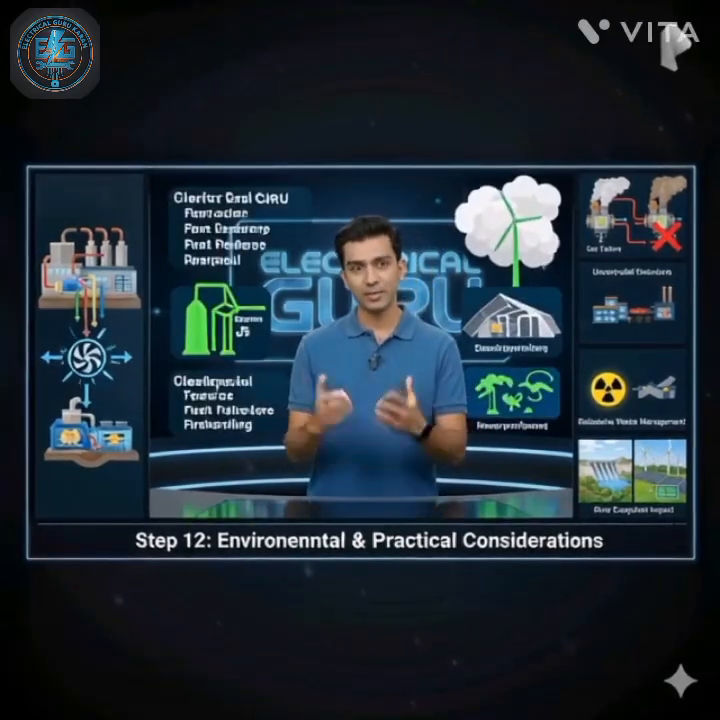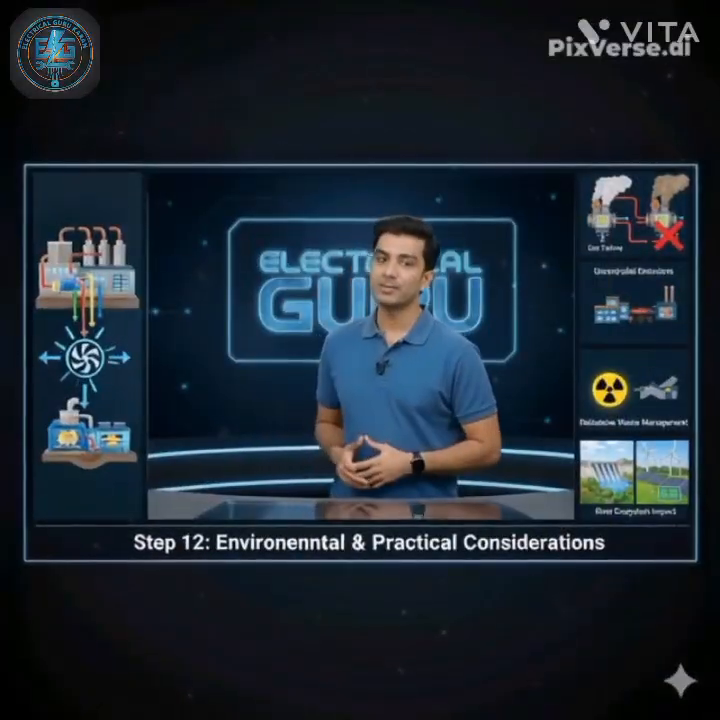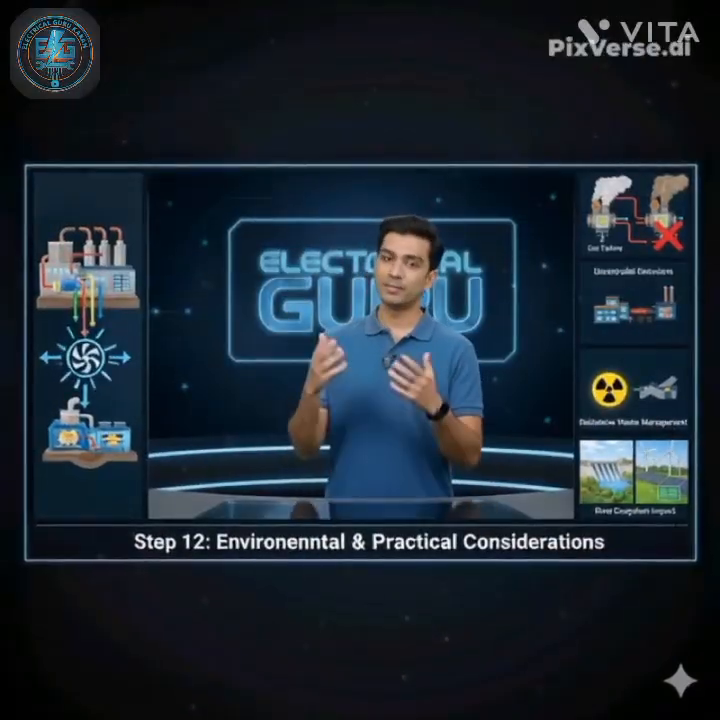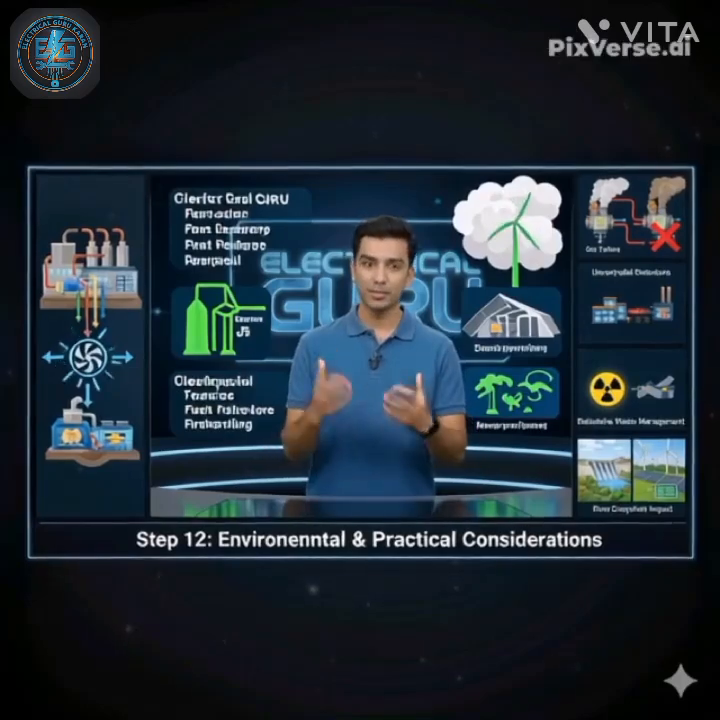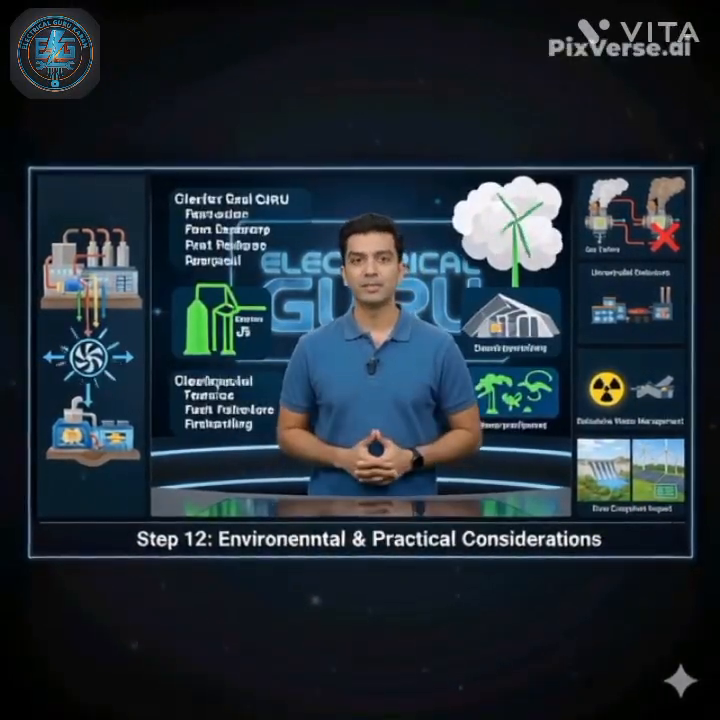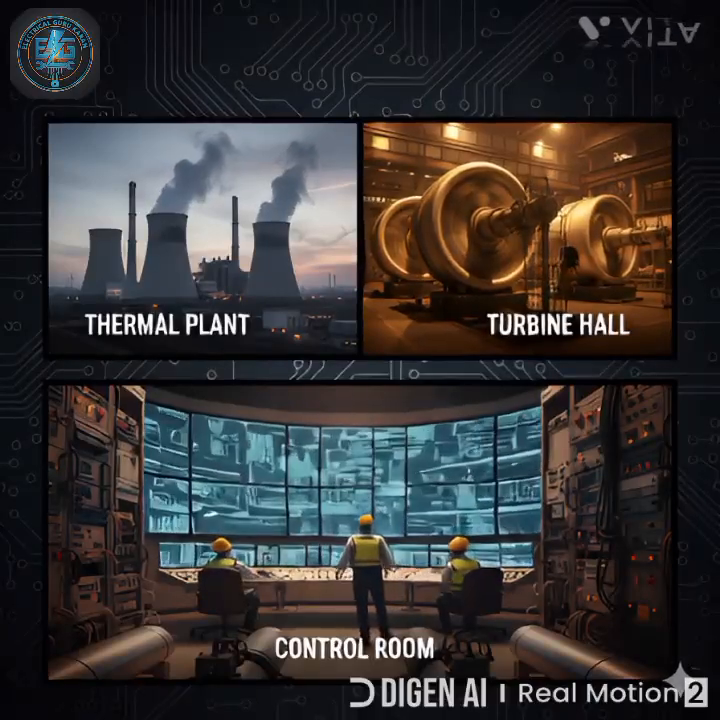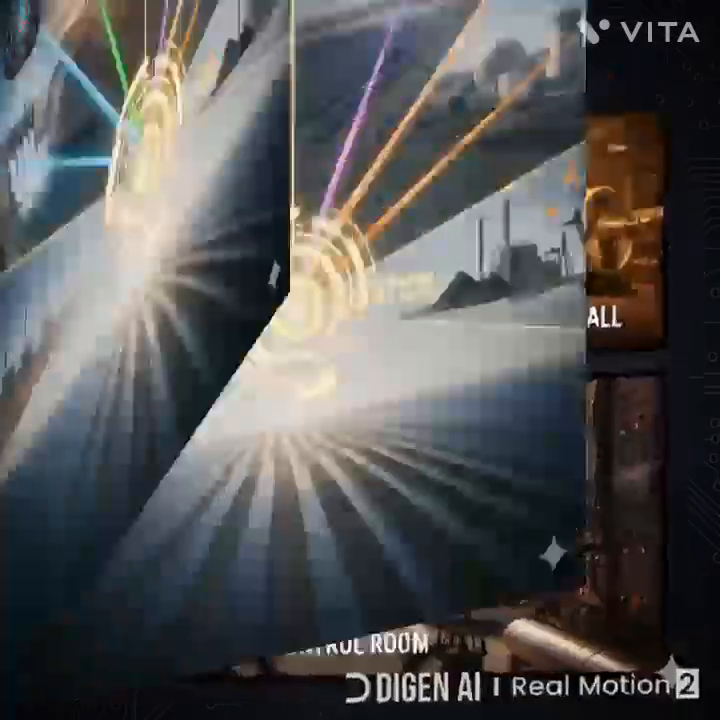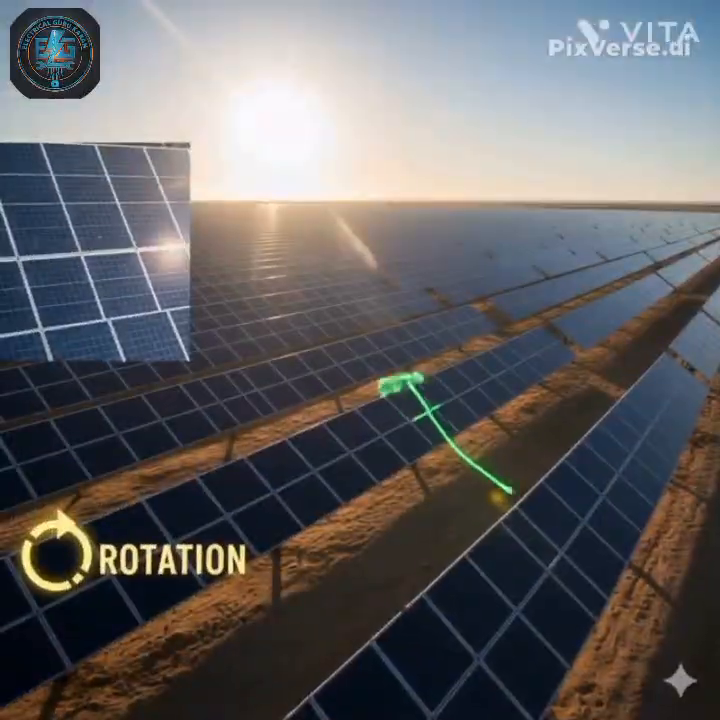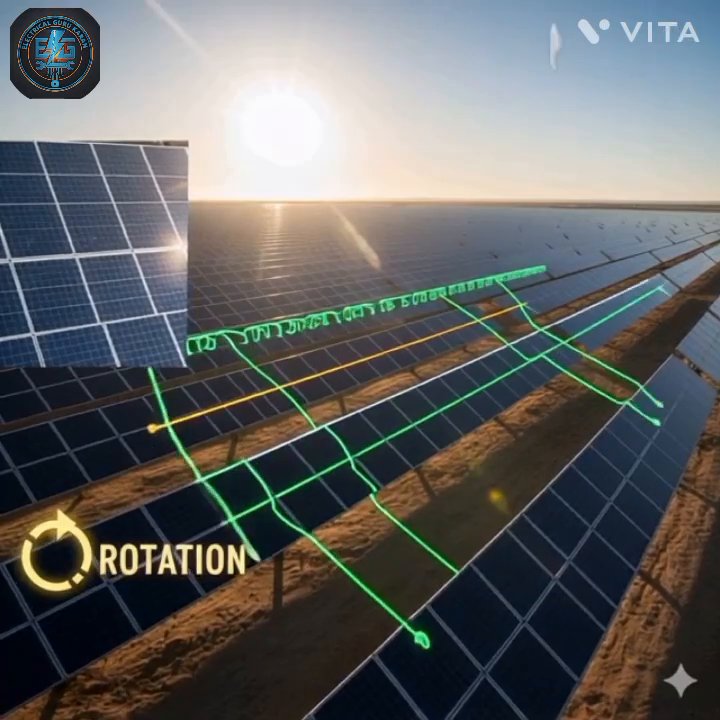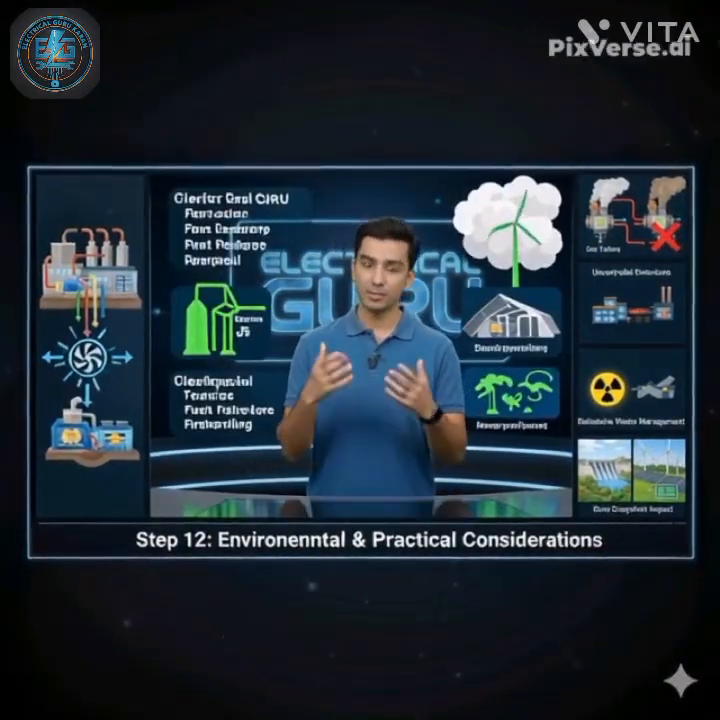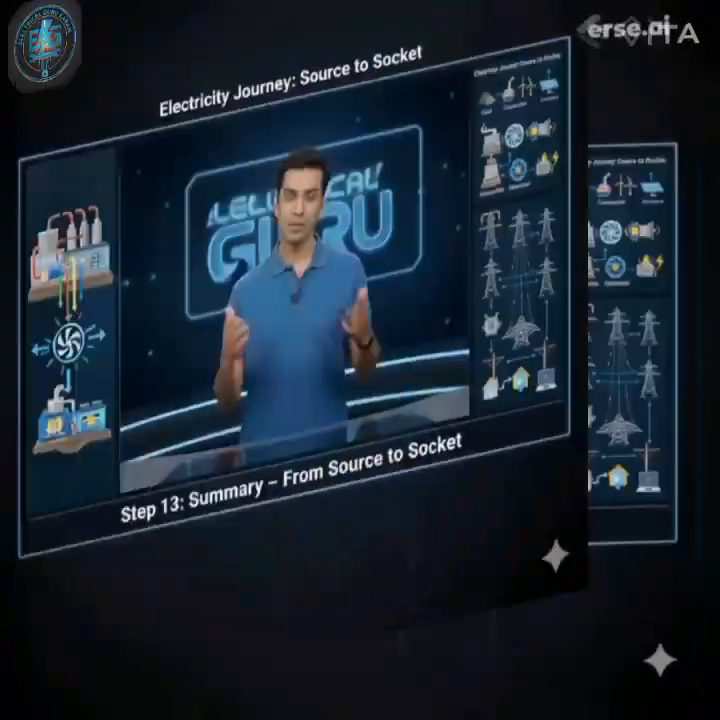Step 11. Environmental and practical considerations. Different plant types bring different impacts. Fossil-fueled plants emit CO2 and pollutants if uncontrolled. Nuclear plants produce radioactive waste that requires secure management. Large hydro affects river ecosystems. Wind and solar have low emissions but require land and intermittency solutions. Today's grids mix sources, storage and demand response for reliability and cleaner power.